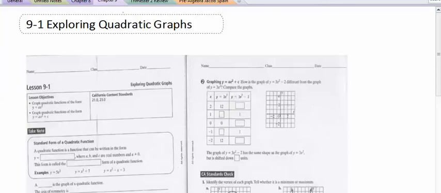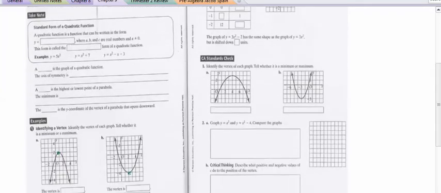Okay, so now we're going to go and take some notes. There's some blanks that we need to fill in as we read through these notes. And it says standard form of a quadratic function. A quadratic function is a function that can be written in the form, and right here on this line, it's standard form, and it's ax squared plus bx plus c.